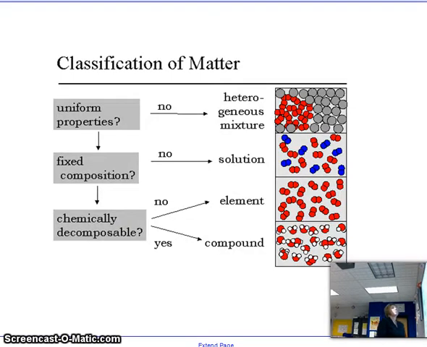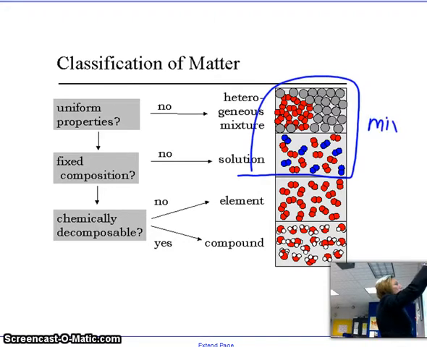Okay? So really, if it has uniform properties, it's homogeneous. If it doesn't have uniform properties, it's heterogeneous. If it has a fixed composition, it's a compound or an element. If it doesn't have a fixed composition, it's a mixture. So these two here are mixtures.